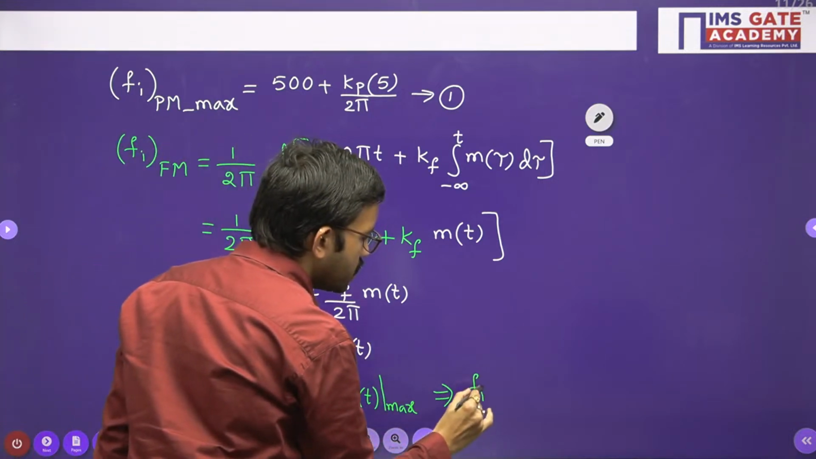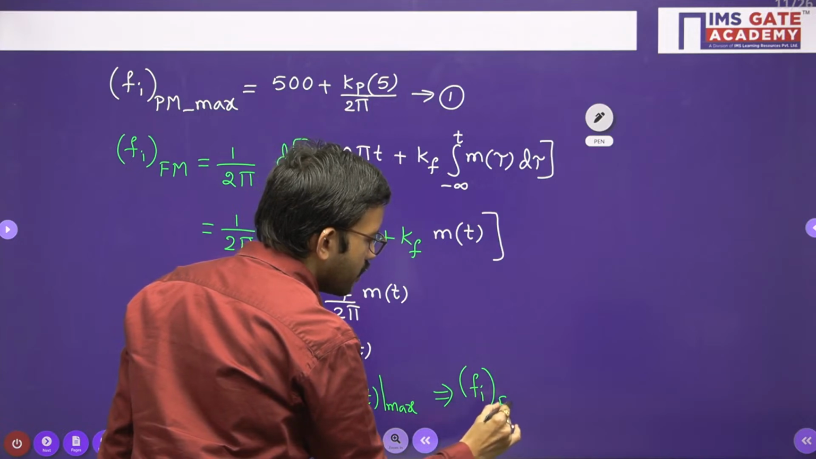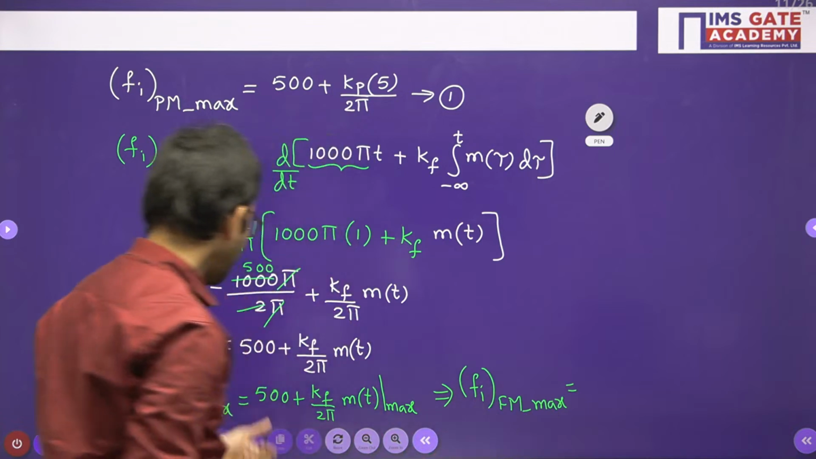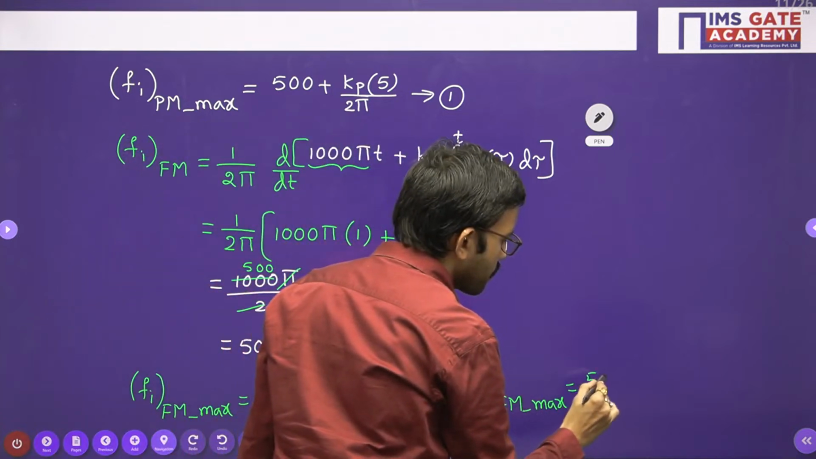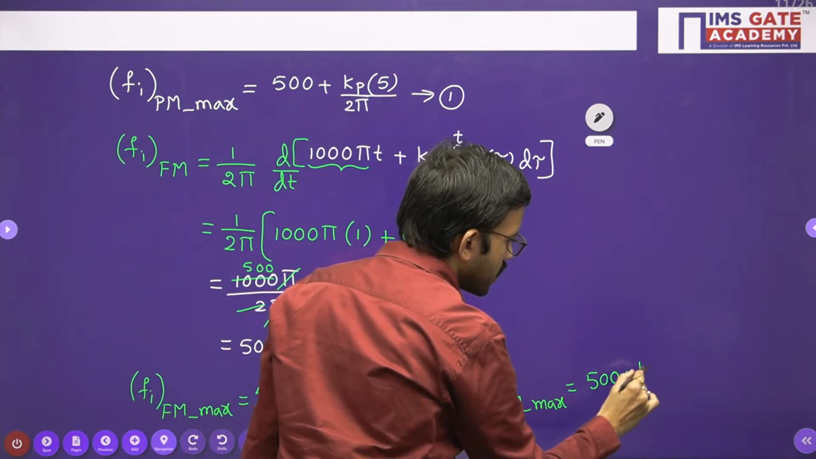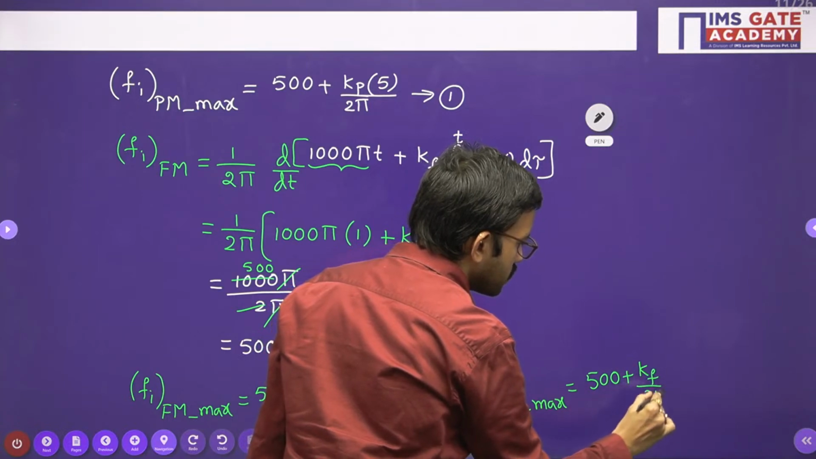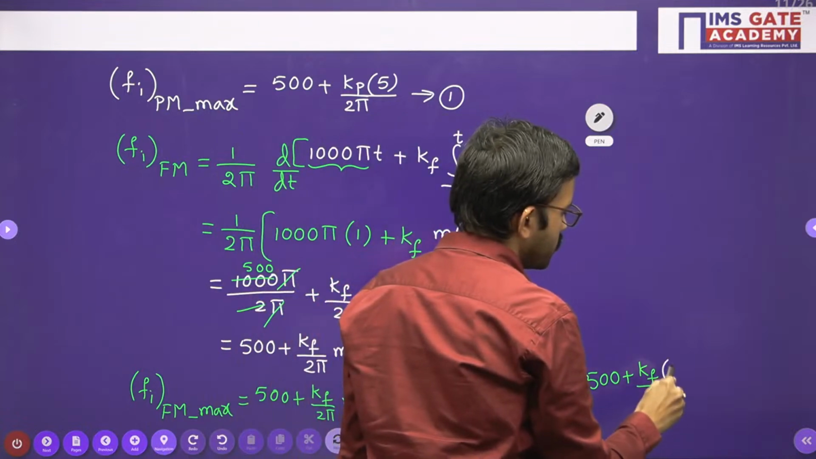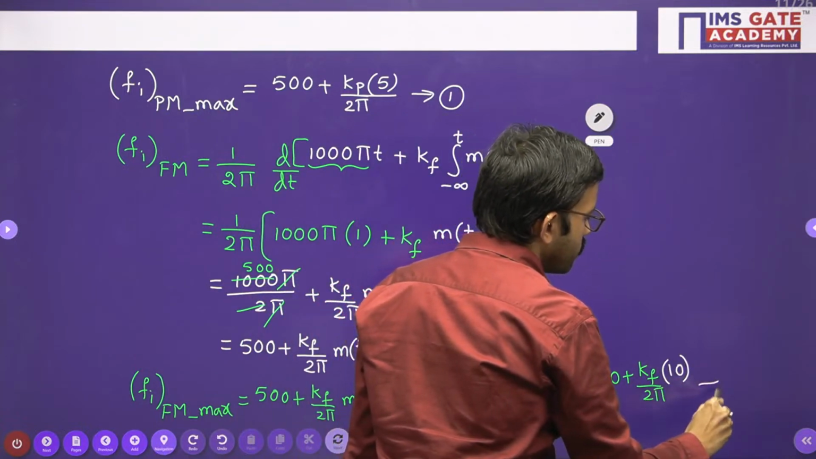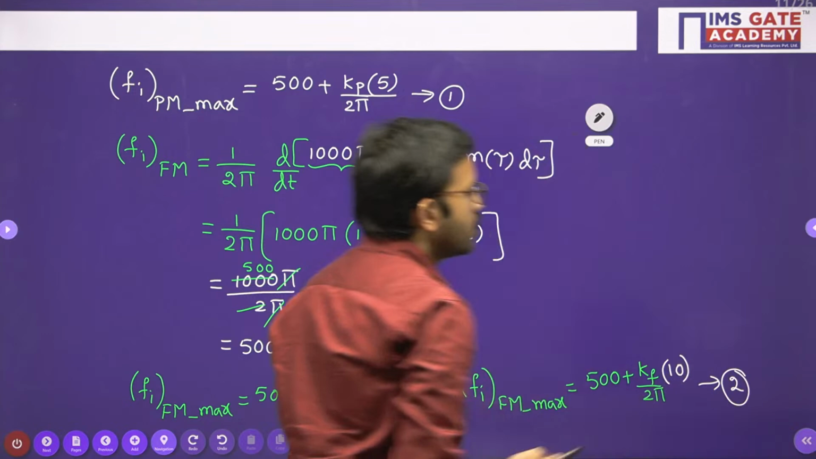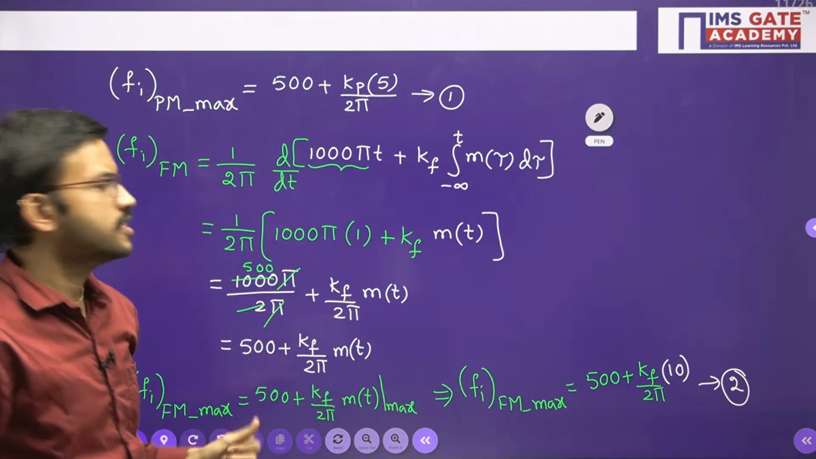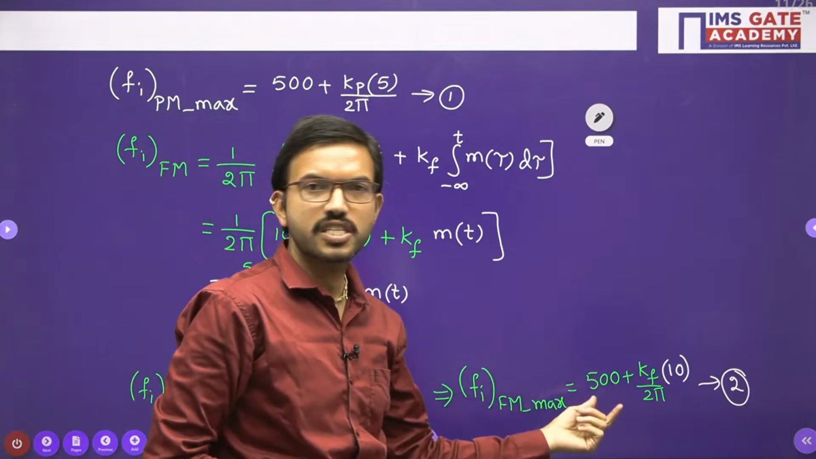So regarding FM, the maximum value is nothing but 500, you can keep it as it is, plus Kf divided by 2 pi, into 10. So this is equation number 2. With respect to PM, we got the maximum instantaneous frequency like this, and with respect to FM, we got the maximum instantaneous frequency like this.